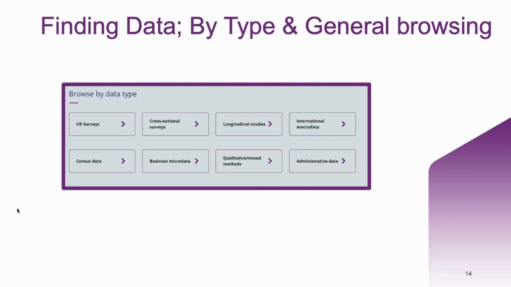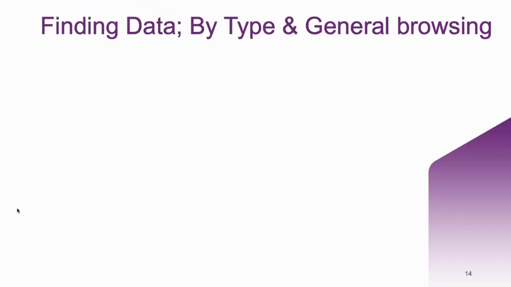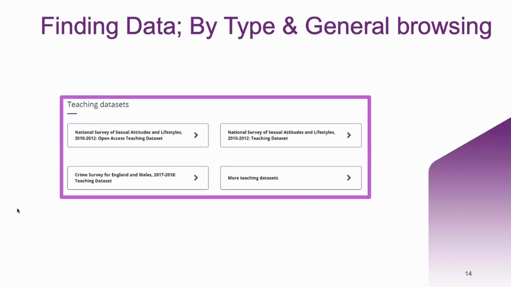These are the types of data, some of which we touched upon earlier. You've got UK surveys, cross-national surveys, longitudinal studies, international macro data, census data, business microdata, qualitative and mixed methods, and administrative data. And we also have specially created teaching data sets. We have really useful guides and videos for each of our data set types as well.